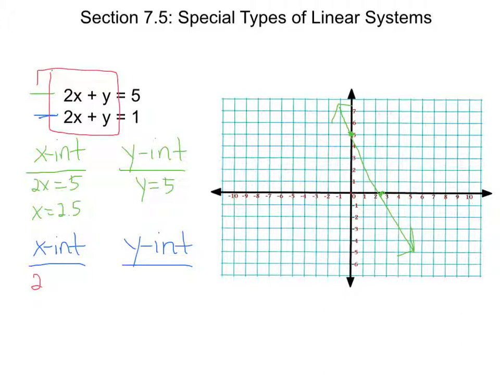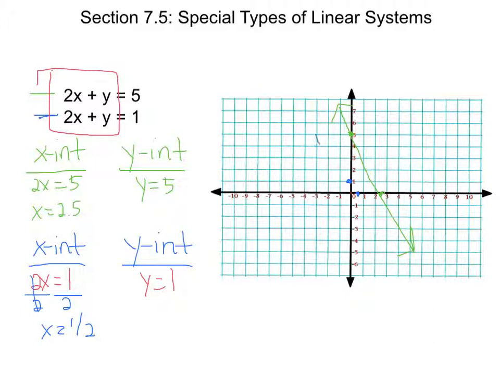So we have 2x equals 1, and then y equals 1. So I'm going to graph y equals 1. And then 2x equals 1, we're going to divide by 2. That gives us x equals 1/2.